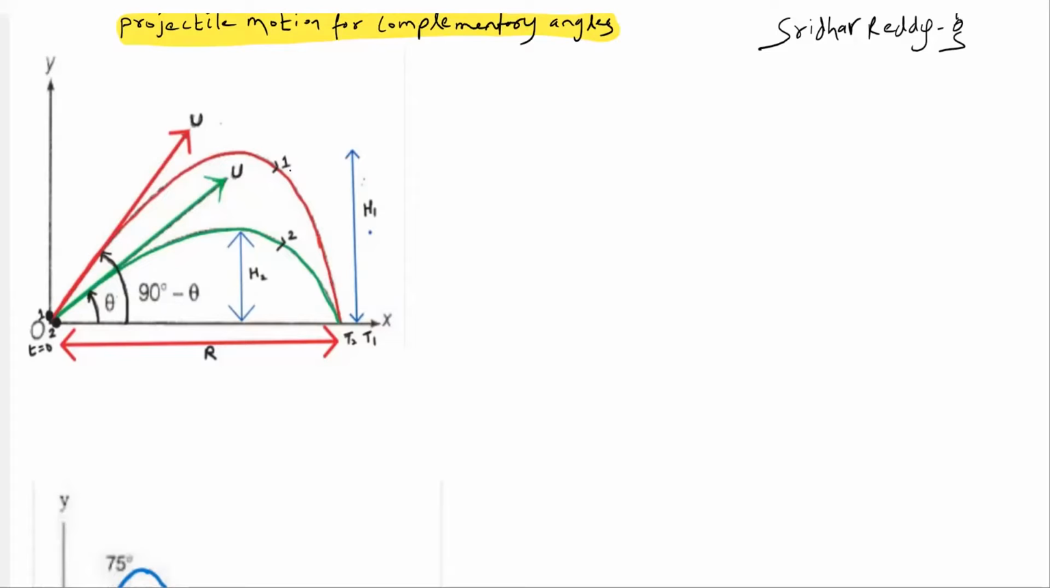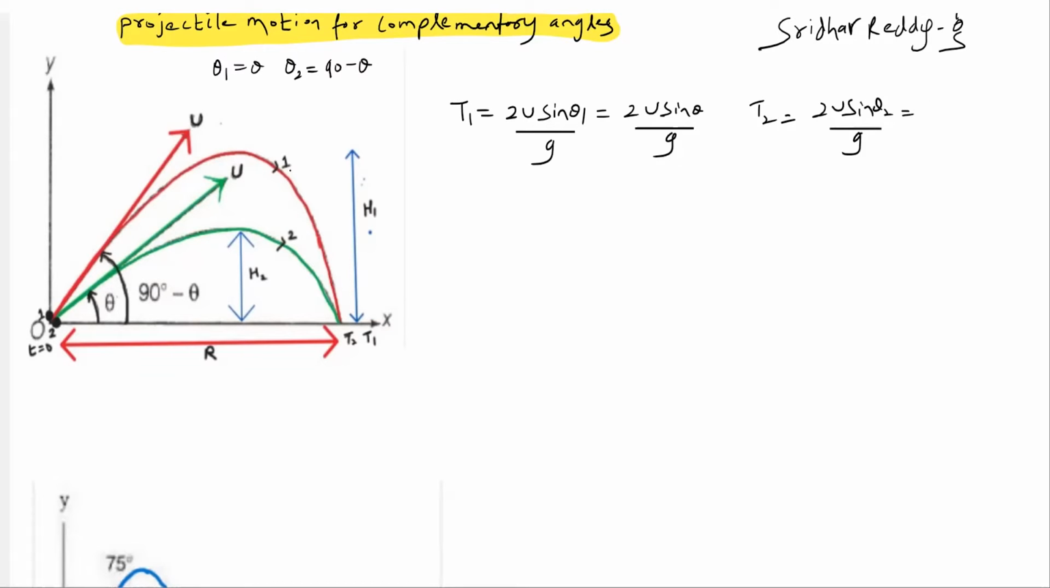So we are going to compare the range, the time of flight, and the height ascended for the complementary angles. First I'll start with the time of flight. T1 equal to 2u sine theta 1 by g. How are theta 1 and theta 2 related? First we should have the basic equation. If theta 1 is equal to theta, what about theta 2? Theta 2 will be 90 minus theta. So this will be 2u sine theta by g.